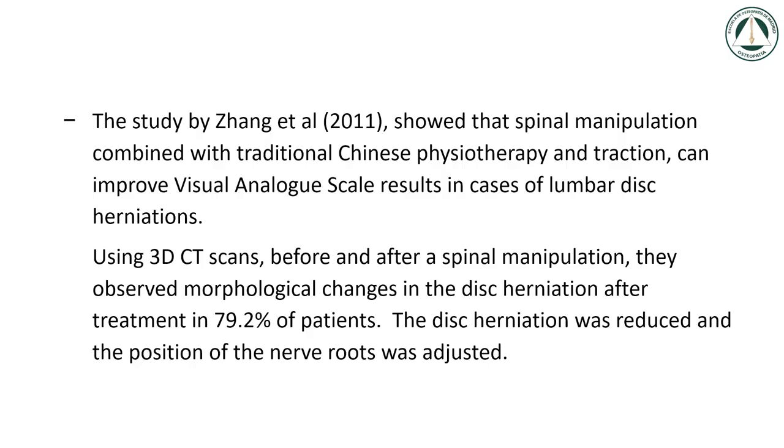In 79.2% of patients, morphological changes were identified after the treatment. Standard manipulation can make the prominence change, the prominence and nerve roots release, and the mutual position improve, which can provide imaging evidence for the study in biomechanical effects.